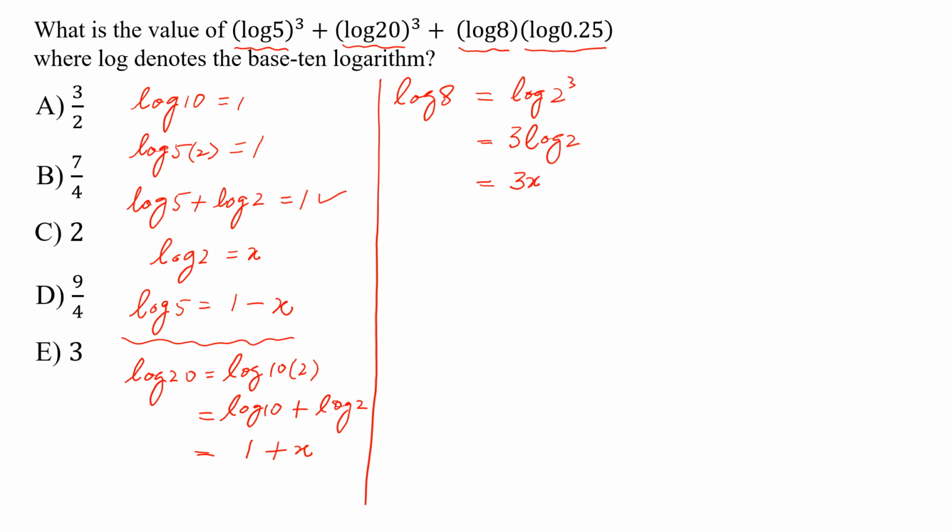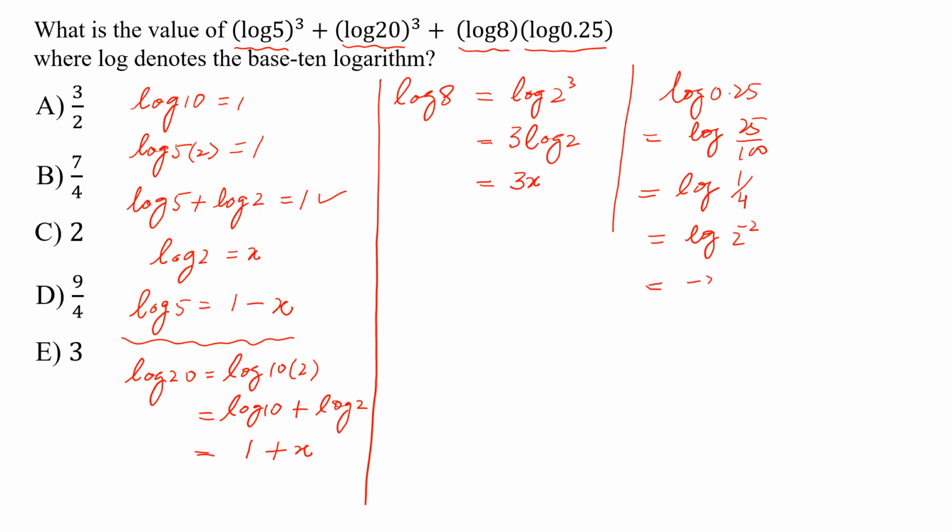And next is log 0.25. We can write this as log (25/100). Simplify this and we can write log (1/4), and this is equal to log 2^(-2), and by using the log property, -2 log 2, and log 0.25 is equal to -2x.